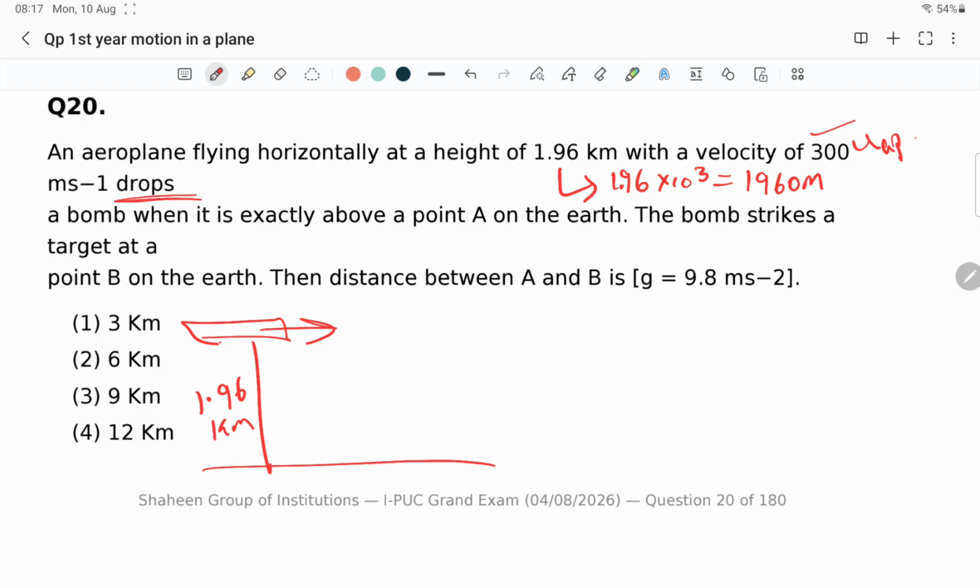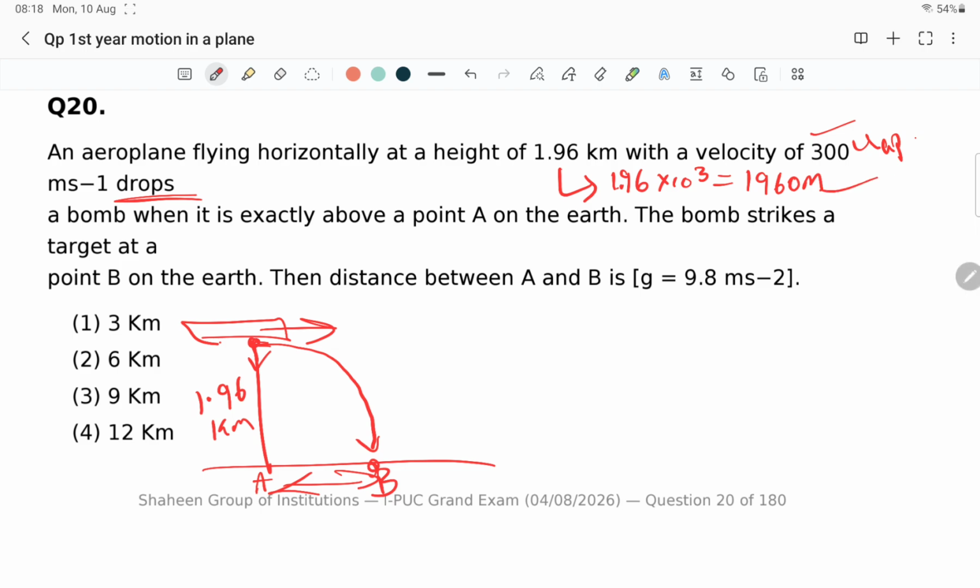Drops a bomb when it is exactly above point A. Okay, it is for example dropping the bomb here and is exactly at point A. The bomb strikes the target at a point B on earth. When it starts leaving here, it takes horizontal projectile path and meets somewhere at point B. He is asking what is the distance between A and B. So the answer is simple. H is equal to 1.96 kilometer, can be converted to 1960.